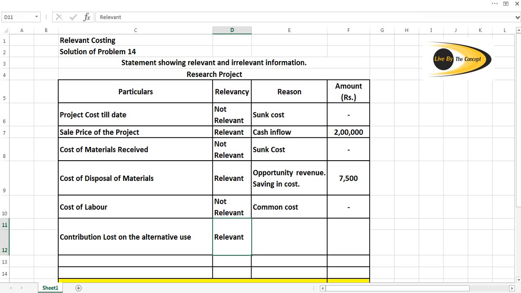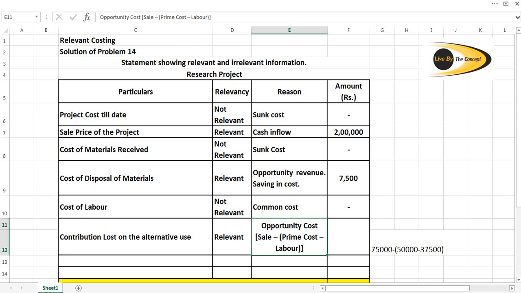Now just see the calculation. You are having 75,000 minus 50,000 minus 37,500. This is also another way to calculate. That is, you have taken the sales, then you have taken the prime cost. From prime cost you have removed the wage effect. So that is how we will be having the contribution before wage. So it is considered to be opportunity cost. The formula is sales minus prime cost minus labor cost. So the amount is 62,500. That is the contribution before the wage cost.